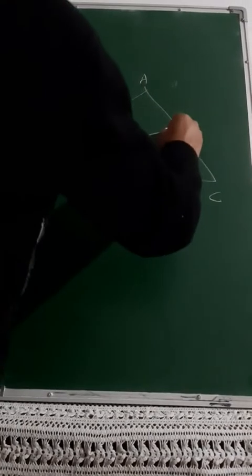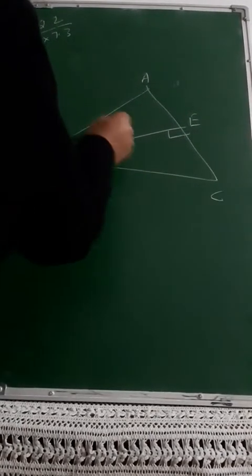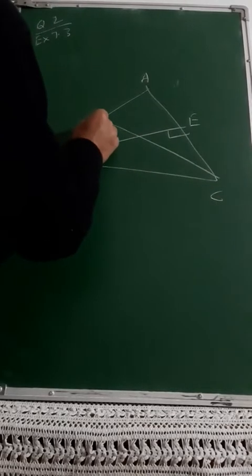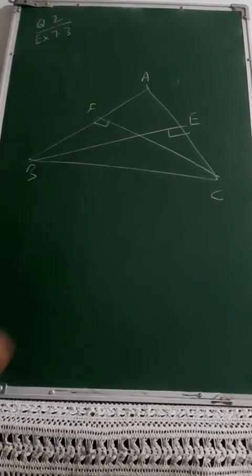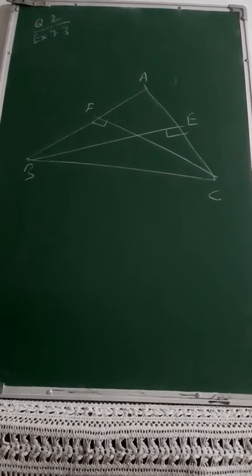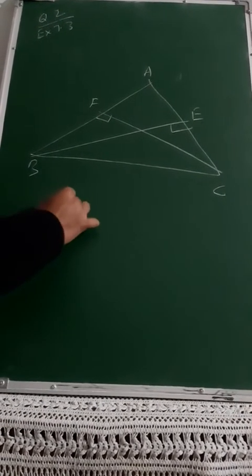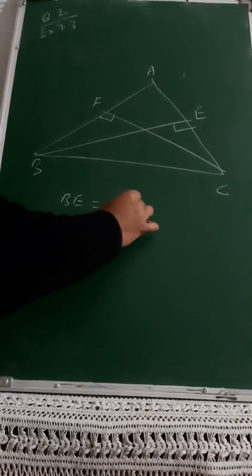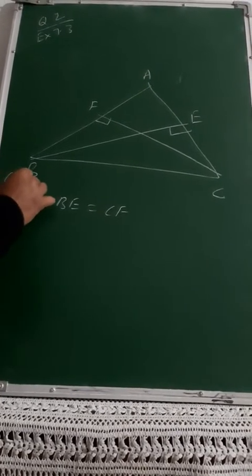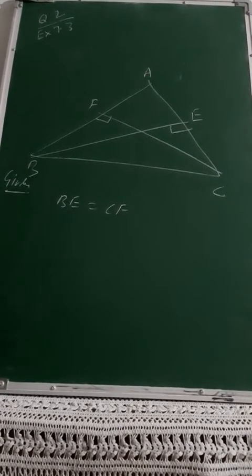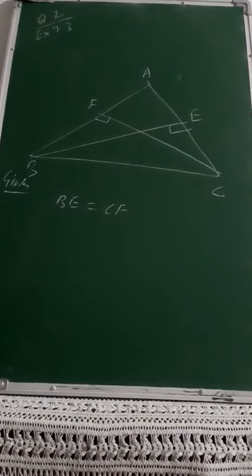From B one altitude is drawn, BE. From C the other altitude is drawn, that is CF. So BE and CF are the altitudes given to you, and these are two equal altitudes. So BE is given equal to CF. Write the information: BE is equal to CF.